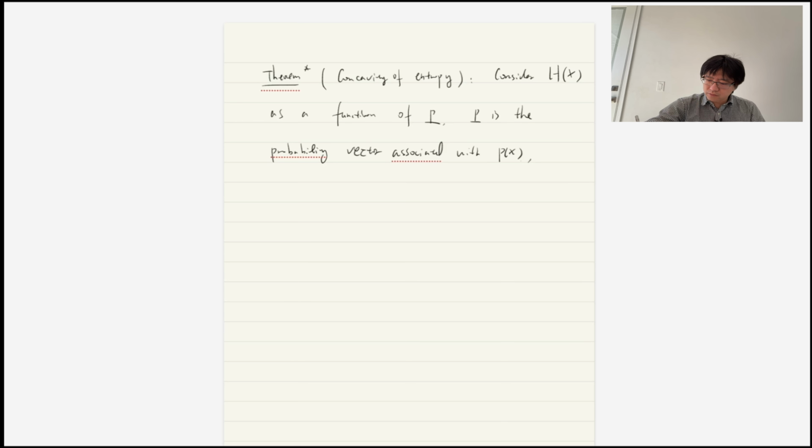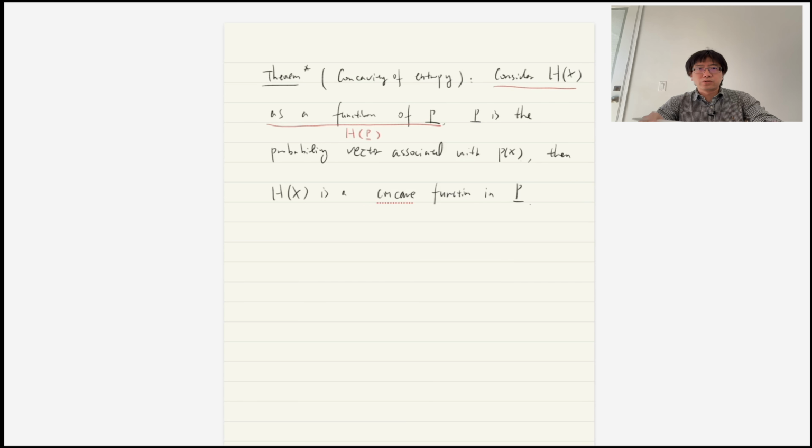So since we consider H(X) as a function of P, we can basically write the entropy as H(P). Then we can see that this is a concave function in P. That's basically our theorem, right? We do not show that exactly now.